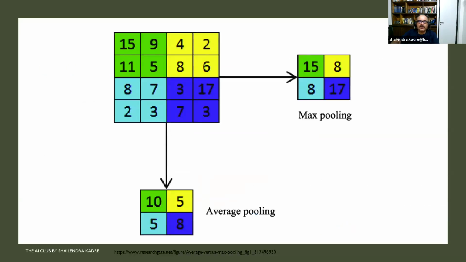And see, same thing, same figure with max pooling and average pooling. Is it understood? You just have these 2 points. Same image, after convolved image, I am doing max pooling, I am getting this 15, 8, 8, 17, and if I am doing average pooling, I am getting 10, 5, 5, 8. Is it understood? Shailesh Kadre? Yeah, it is clear. Clear, na? So very simple.